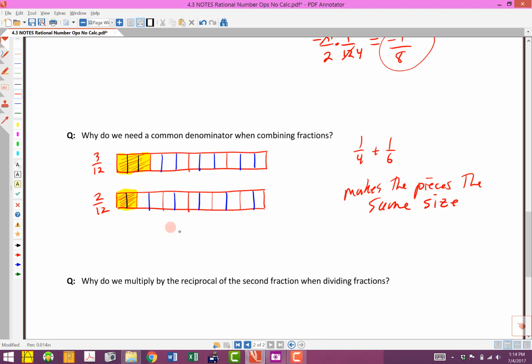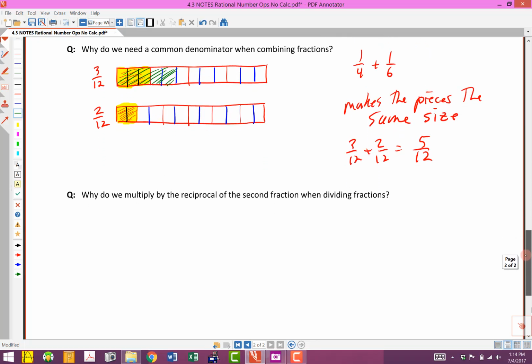So now we have 3/12 plus 2/12 is equal to 5/12, just short of, and if I were to shade this in, just short of half a cake. So that's why we have to get a common denominator, because it makes the pieces the same size. All right, last question.